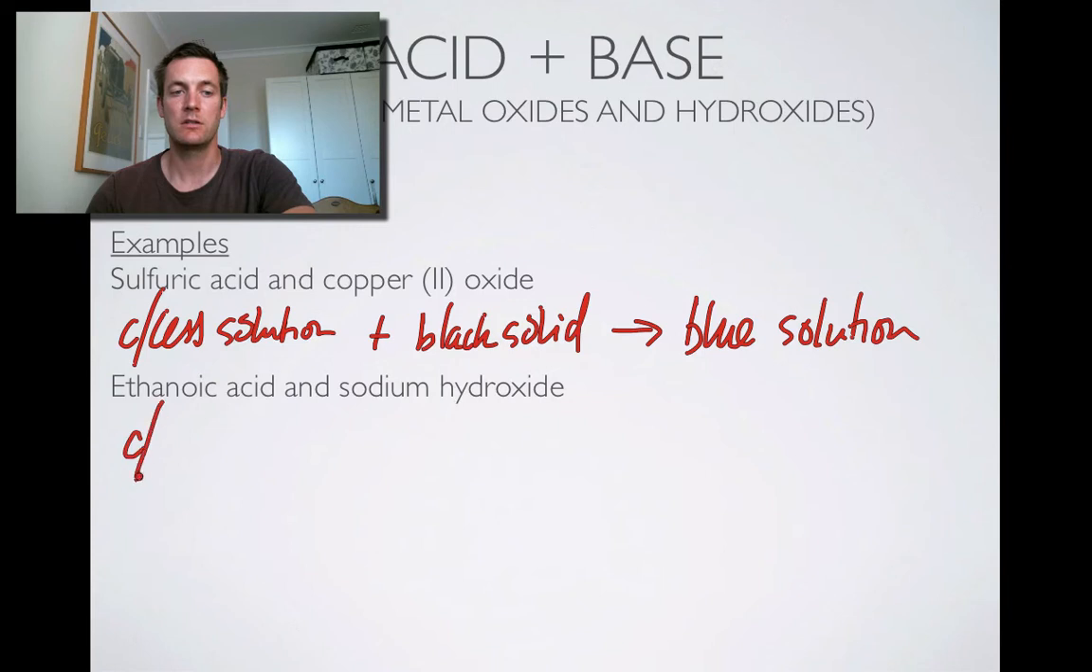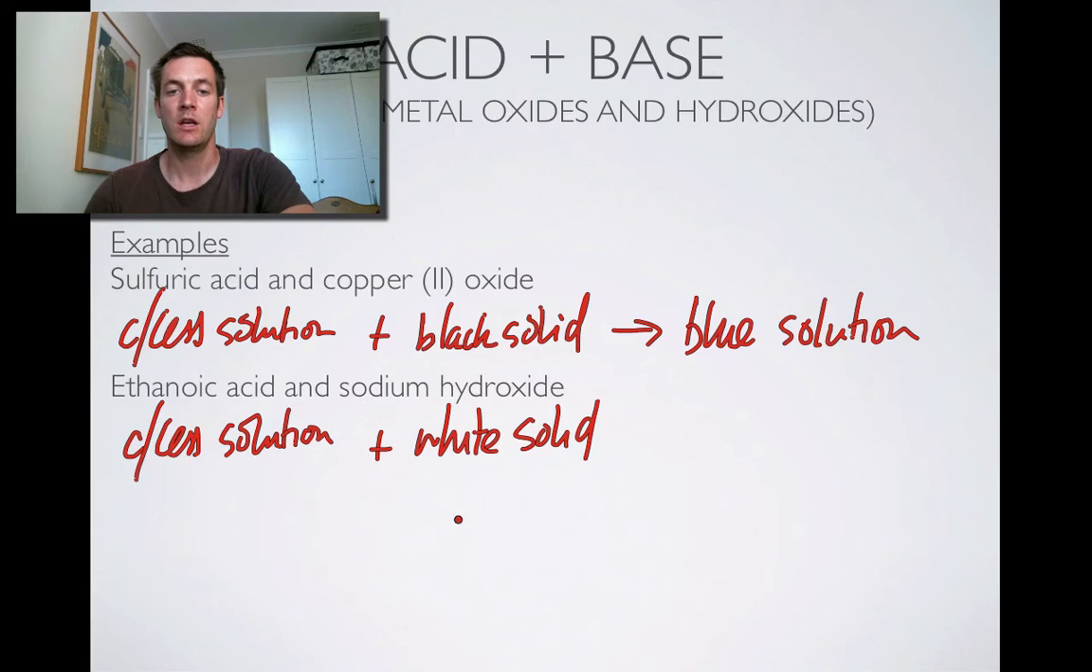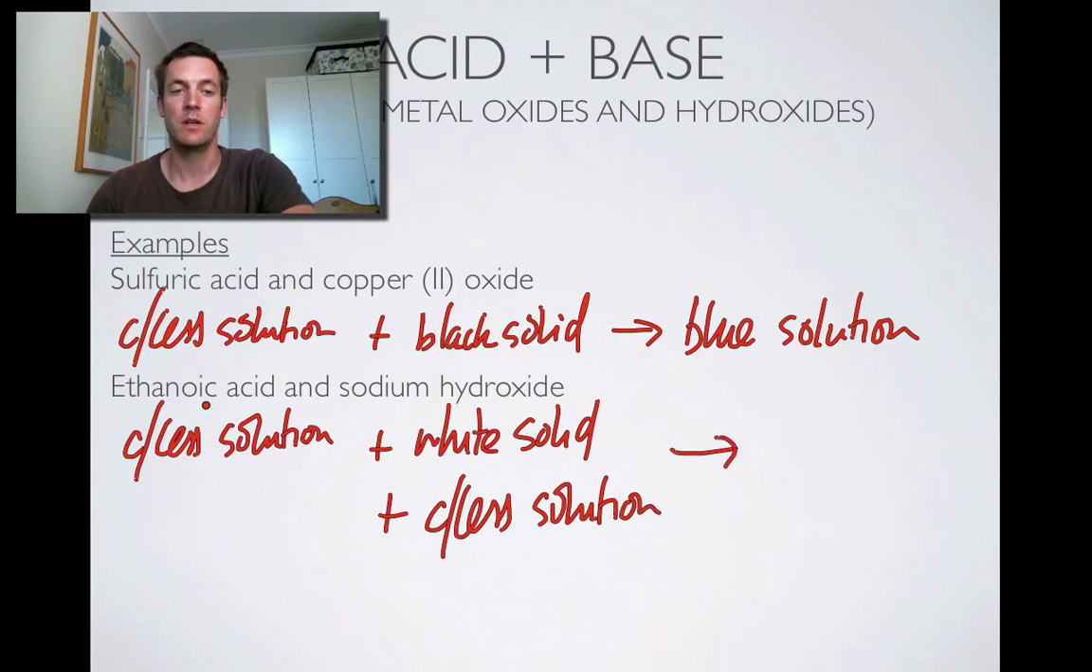Ethanoic acid, it's an acid, so it's a colourless solution. We're mixing it with sodium hydroxide, which, if we were told it was solid, would be a white solid because we've got colourless ions. If we were told it was a colourless solution, then two colourless solutions mix. What do we form? Well, we form sodium ethanoate, which is a pair of colourless ions and soluble too, so a colourless solution.